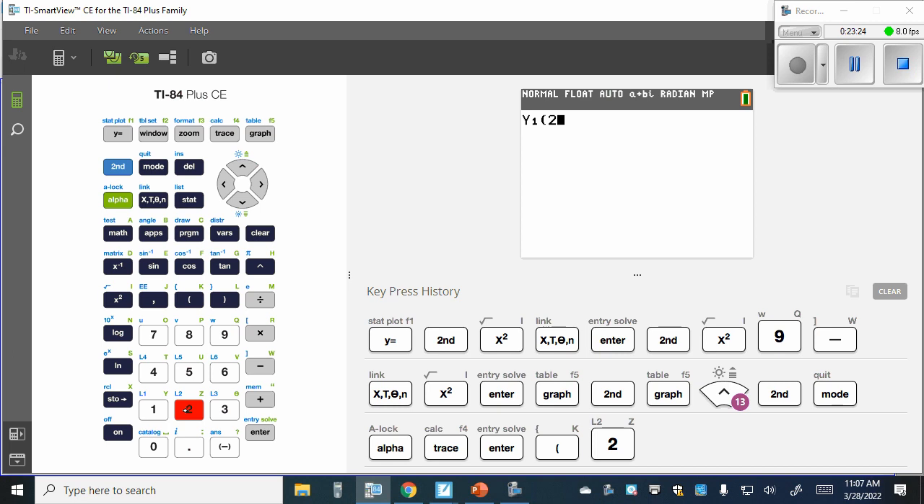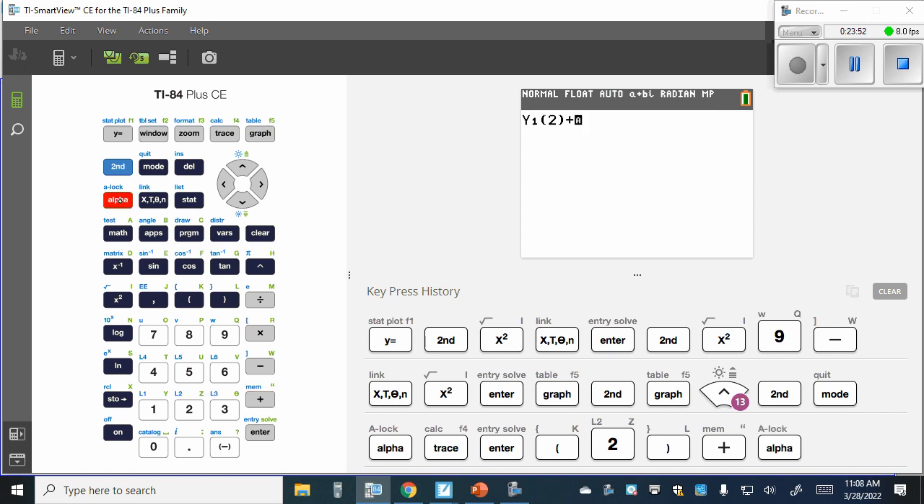Use parentheses, 2, close parentheses. And typing this in, what we've told the calculator is I want you to take the function in y1 that we typed in and plug in 2 into that function. So we've taken f of 2. Now what we want to do is we want to add to it g of 2, because we're taking f plus g of 2, so f of 2 plus g of 2.